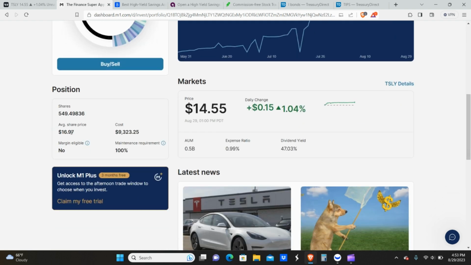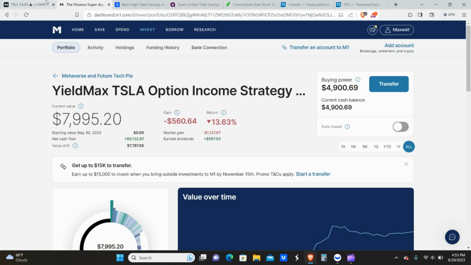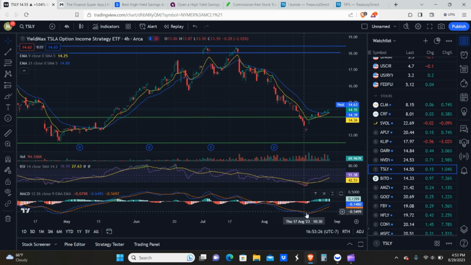So you guys can see my current share price, $16.97. Current price is $14.55. However, I'm still pretty bullish on TSLY. You guys can see the MACD cross to the upside. The RSI was oversold, and it also had a golden cross to the upside. This is on the 4-hourly chart. And we're about to get a golden cross on the EMAs, and price has bounced off of this range low.